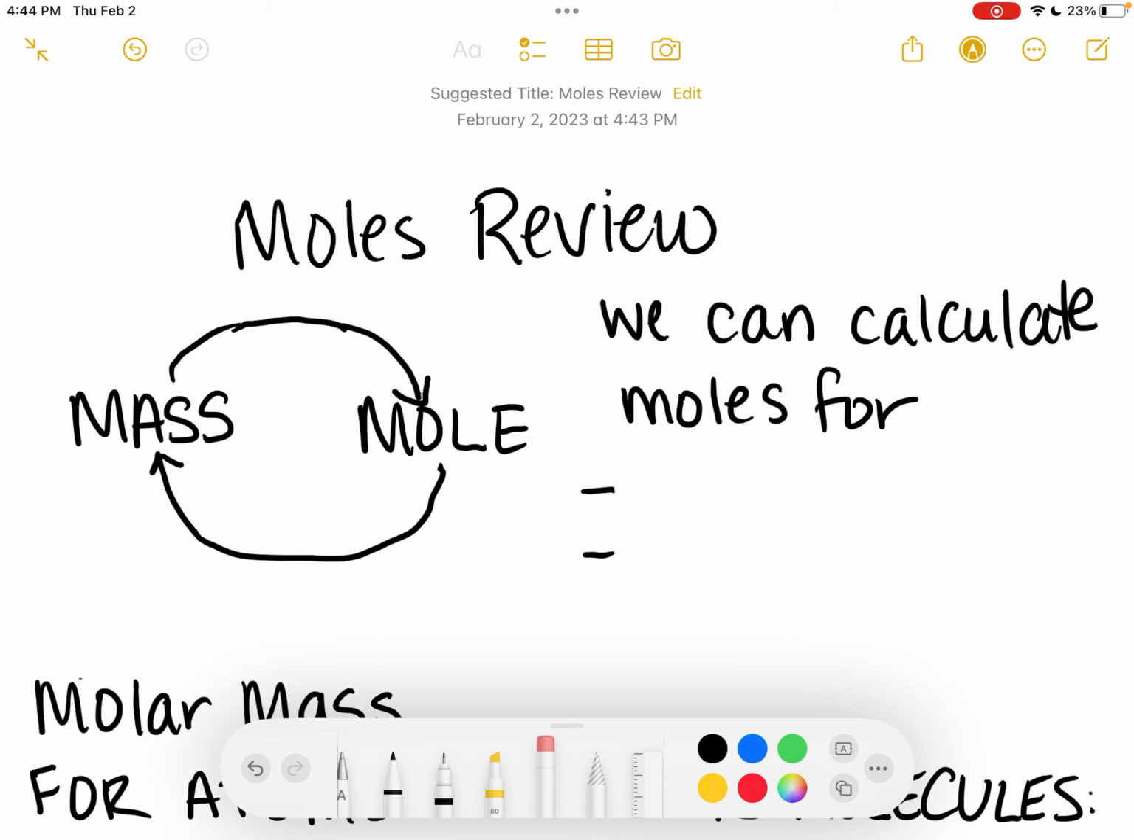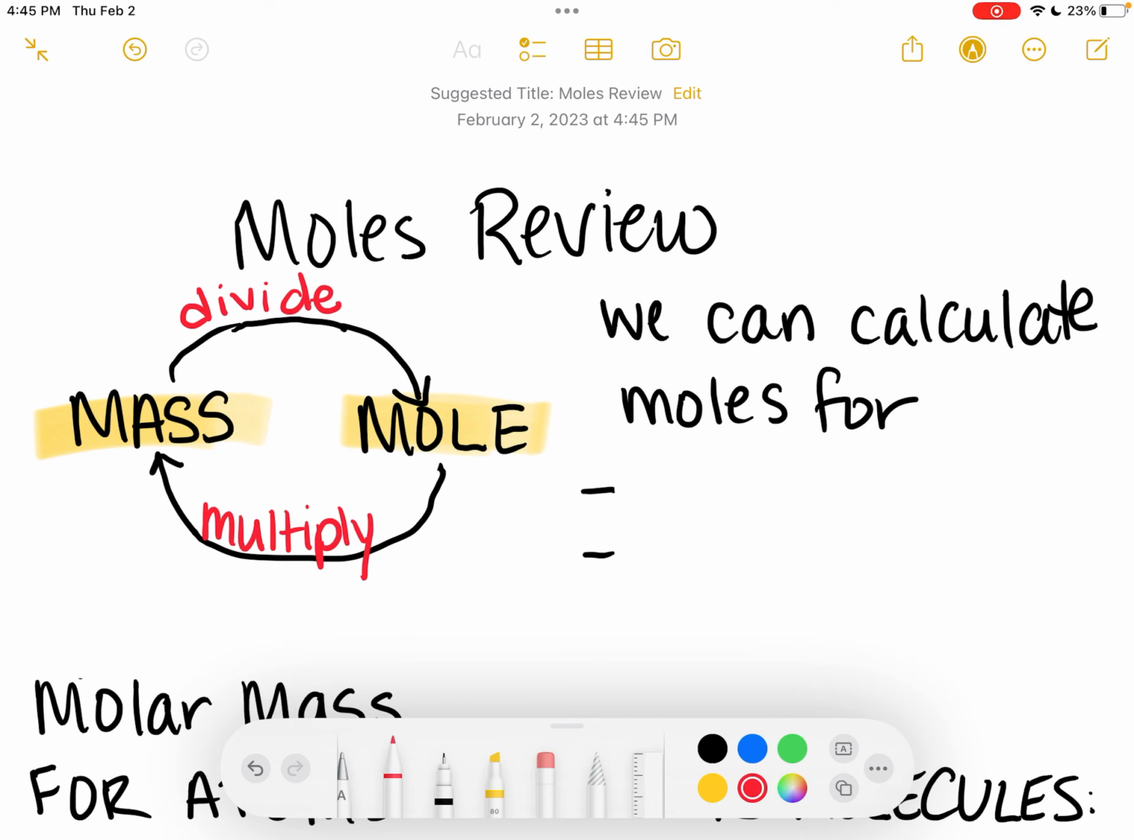So last class we learned how to convert from mass to moles and from moles to mass. To go from mass to moles, we need to divide by our molar mass. And to go from moles to mass, we need to multiply by the molar mass.